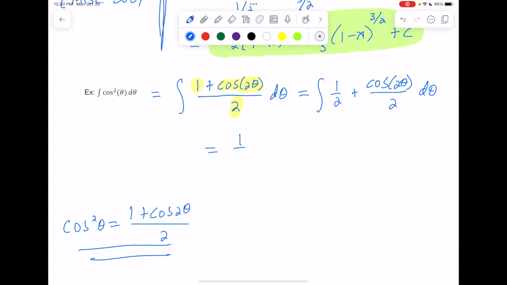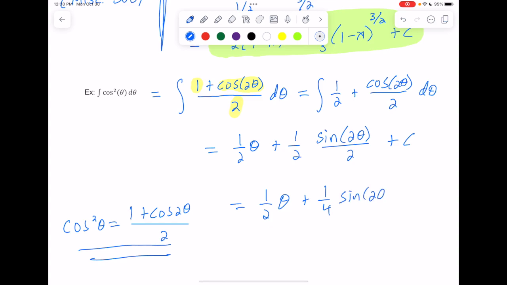So the antiderivative of the 1/2 is 1/2 times whatever the variable was, in this case theta. That 2 in the denominator, let me just pull that out front as a 1/2, and then the antiderivative of cosine would be sine. But if it's 2 theta, then we have to divide that by 2 because of the chain rule, and then plus c. So we end up with 1/2 theta plus 1/4 times the sine of 2 theta plus c. So that would be my final answer for this one.